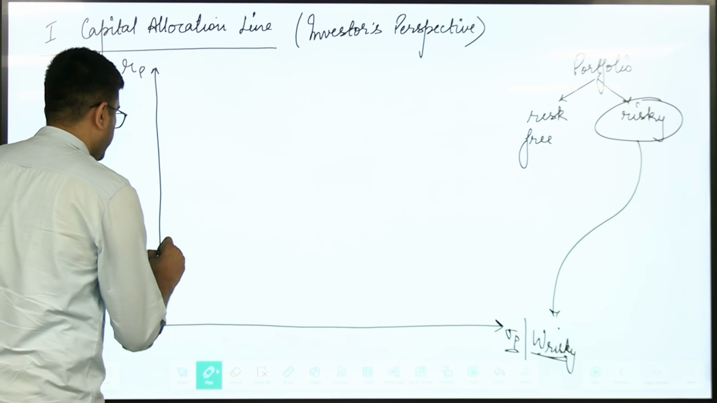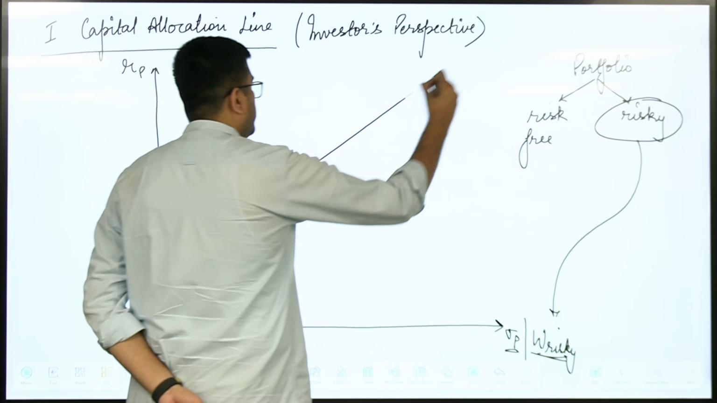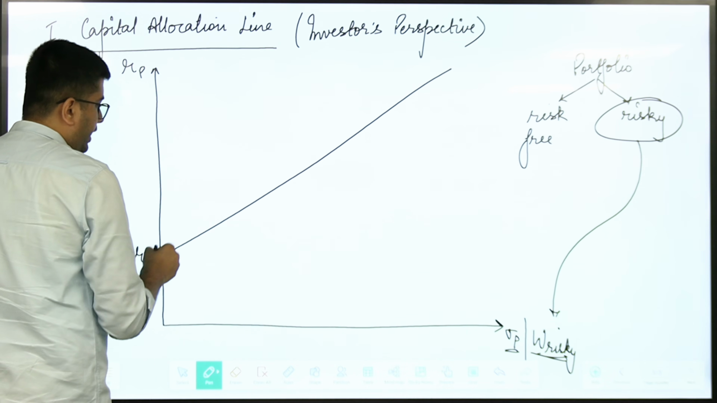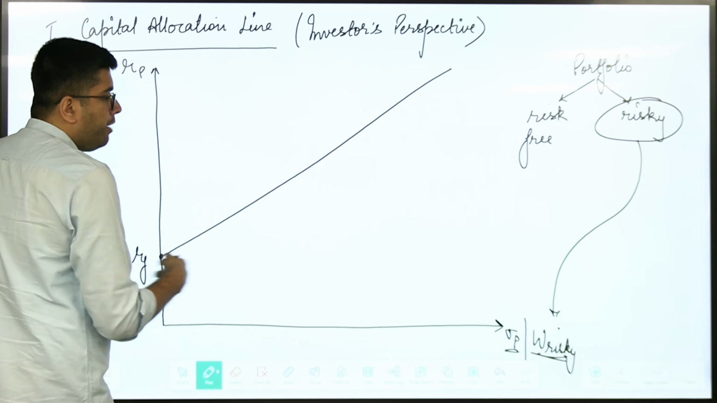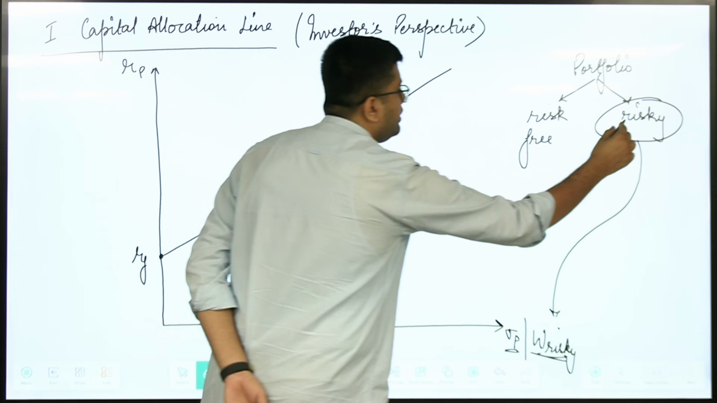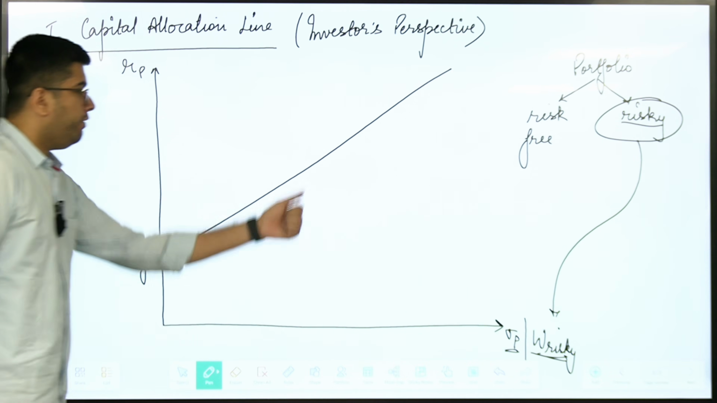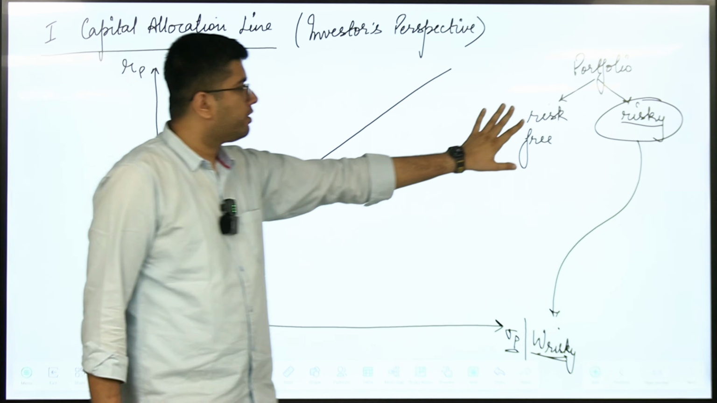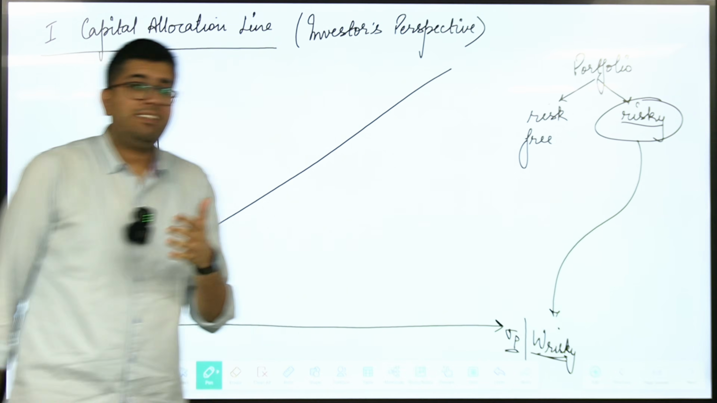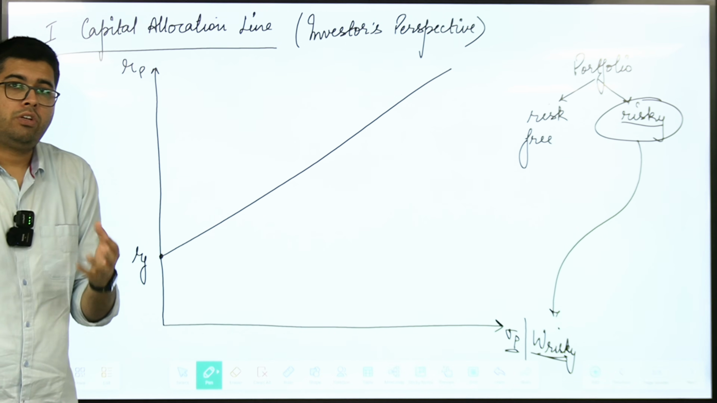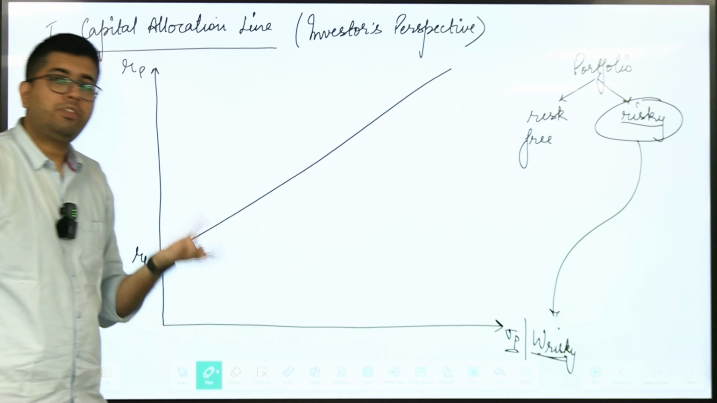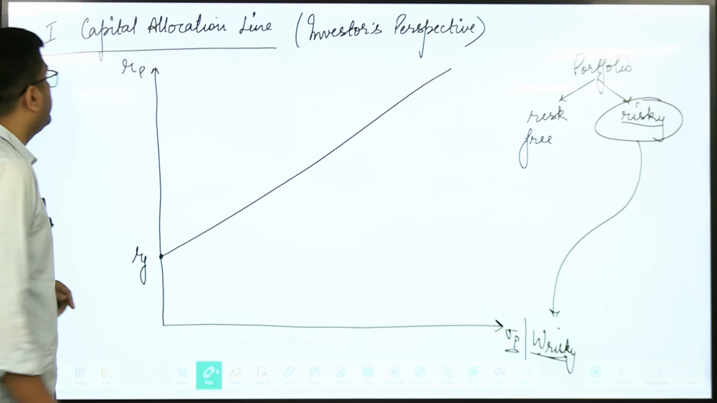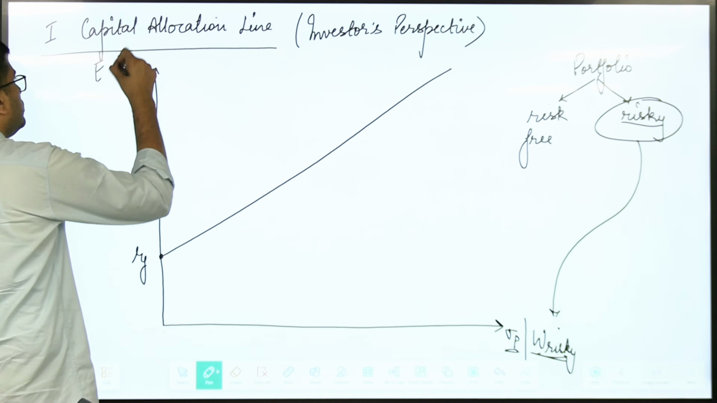CAL is a straight line sloping upwards. Starts from the risk-free rate. And the idea is, as I start investing more and more of my money in risky securities, because when will I be earning risk-free rate? When 100% of my portfolio is invested in risk-free securities. So slowly, as I start changing weightages, slowly as I start taking more and more risk with my portfolio, as the risk goes up, my expectation of return also goes up.